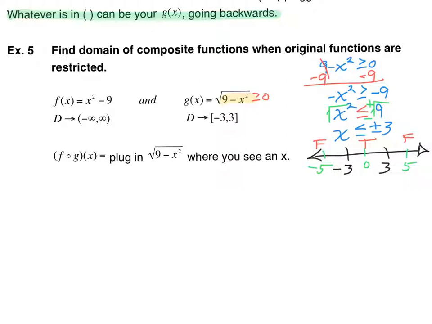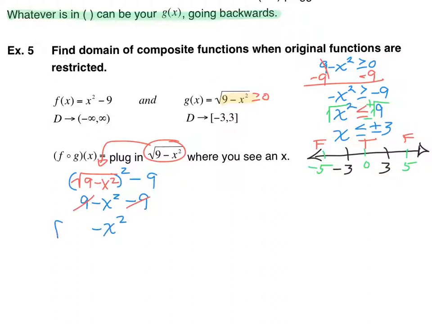So I'm going to take my f function, and I'm going to take this g function and put it right in here: square root of 9 minus x squared. Anytime I take a radical and square it, I get the number underneath the radical, so I get 9 minus x squared minus 9. The 9 and negative 9 cancel, and I end up with negative x squared. So my f of g of x is equal to negative x squared.